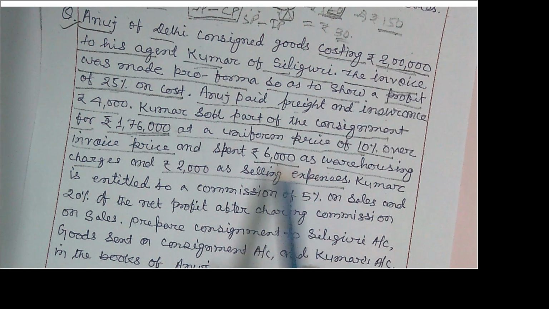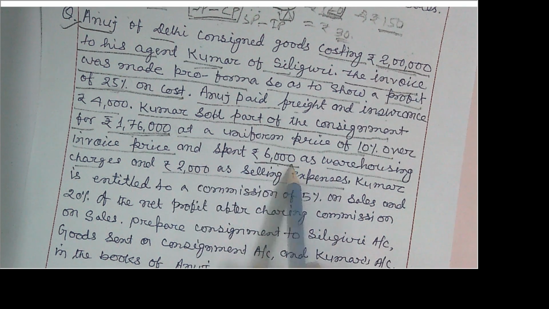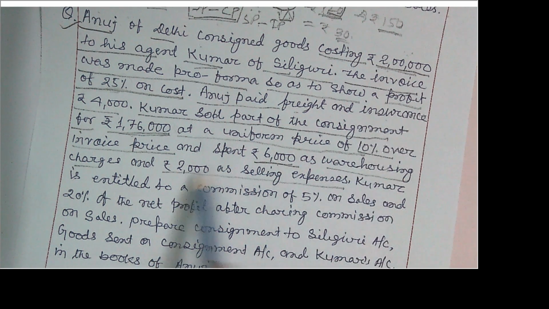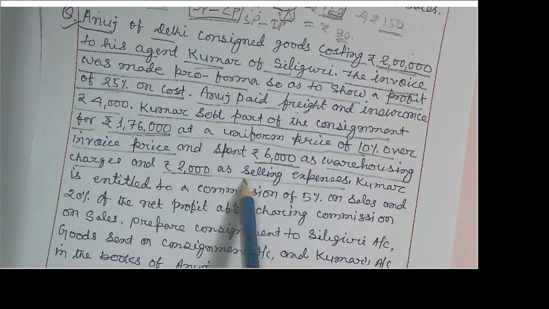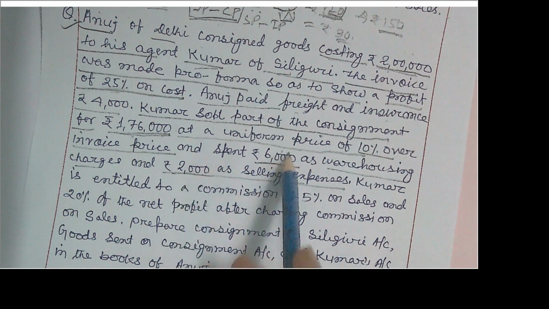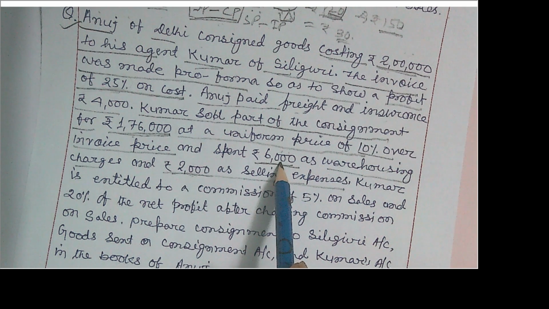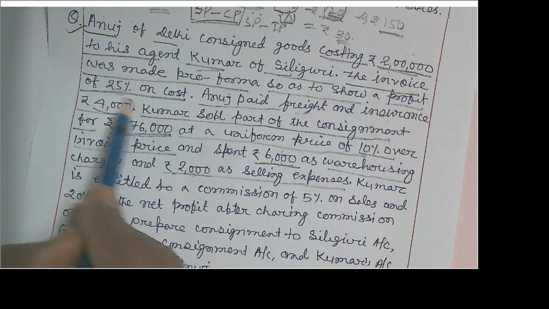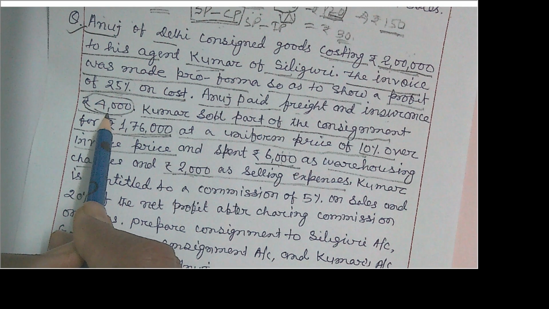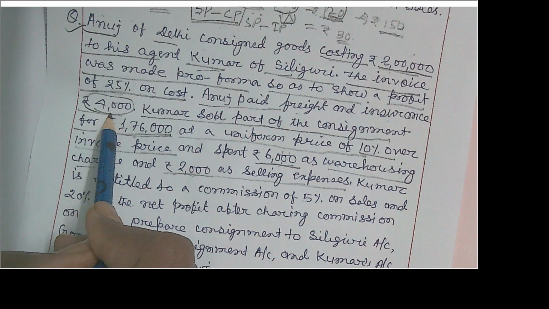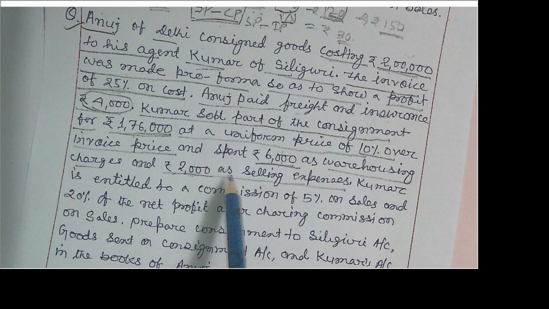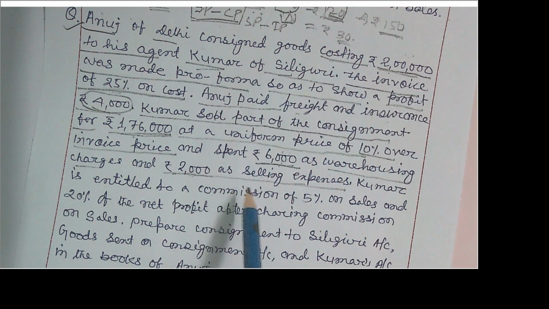Now you see, when I solve the problem, in the consignment stock account, 6,000 for warehousing and 2,000 as selling expenses. These two expenses are not taken for valuation of consignment stock. Only the consignor's 4,000 is always taken. That 4,000 amount will always be taken, but the consignee's expenses depend on their nature.